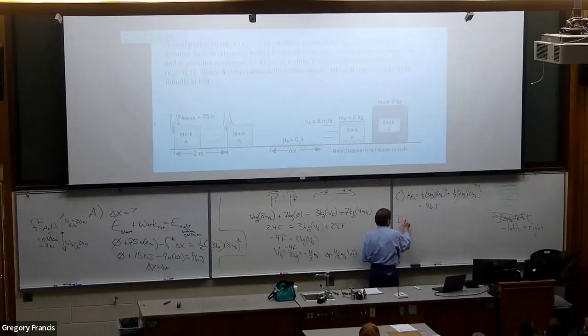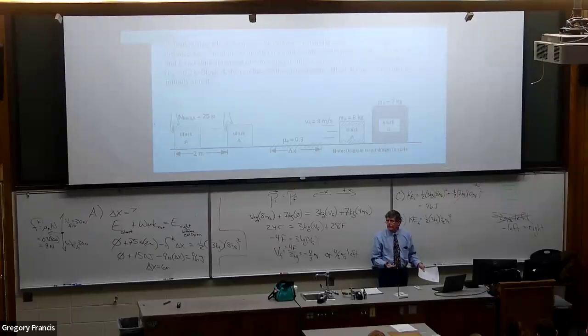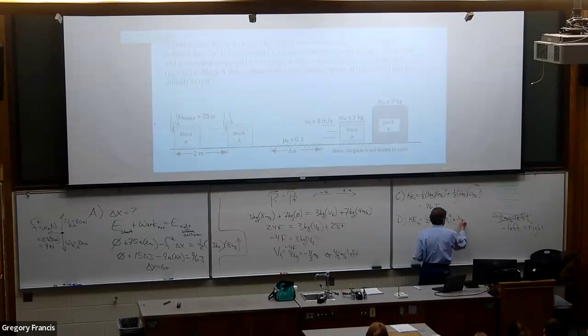If I look after the collision, I get 1/2 times 3 kilograms times 4/3 meters per second squared. Notice I didn't put a minus sign there. I'm going to square it. I just need the speed. The speed is always a positive number. And then I've got 1/2 times 7 kilograms times 4 meters per second squared.